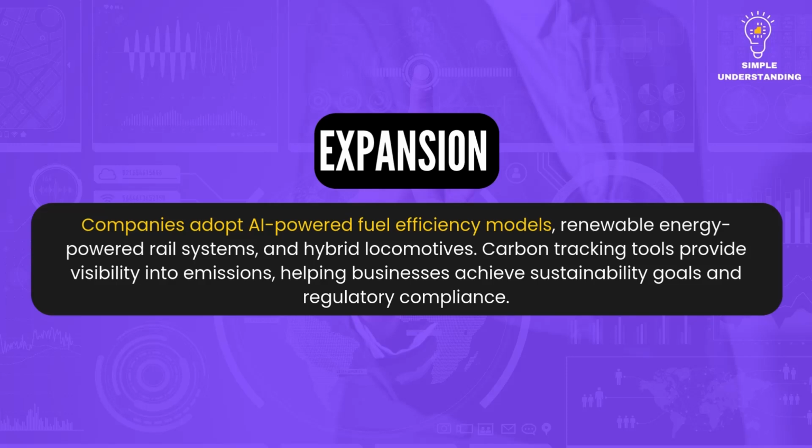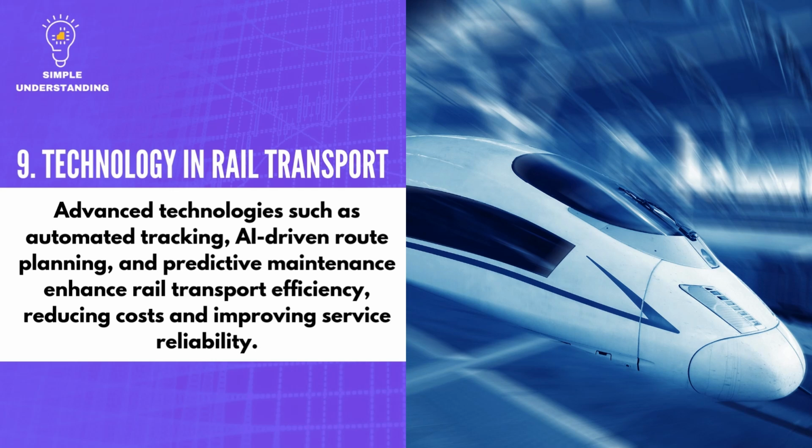Companies adopt AI-powered fuel efficiency models, renewable energy power rail systems, and hybrid locomotives. Carbon tracking tools provide visibility into emissions, helping businesses achieve sustainability goals and regulatory compliance. 9. Technology in rail transport.